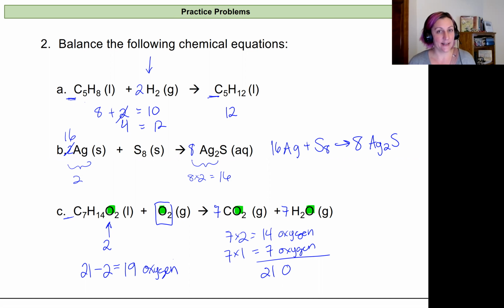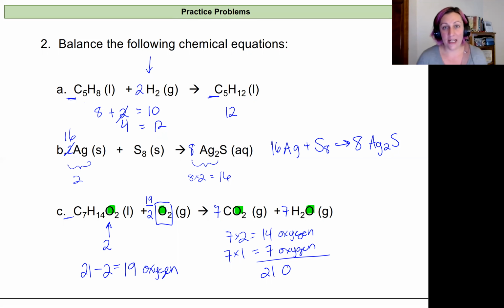But 19 is not an even number. And so for each of these molecules, there's 2 oxygen in it. So I really need to have 19 divided by 2 O2 molecules to create 19 oxygen atoms. So that balances it. Right now, this is a balanced equation, but this is not an equation that has whole numbers. That 19 divided by 2 is going to become 9.5, which can't be, because you can't have half of an oxygen molecule.